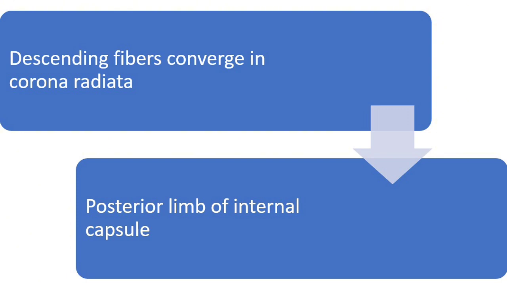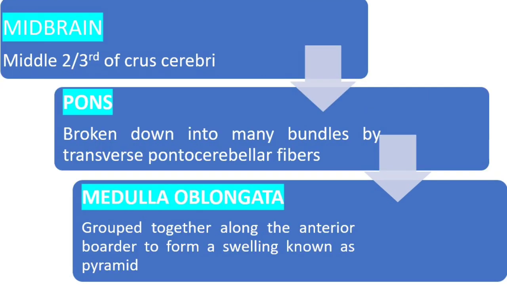Okay, now after the origin, we'll see how our tract would descend. First of all, it gives descending fibers that converge in the corona radiata, and then it passes through the posterior limb of the internal capsule. As the tract descends further, what would happen in the midbrain? It would pass through the middle two thirds of the crus cerebri.